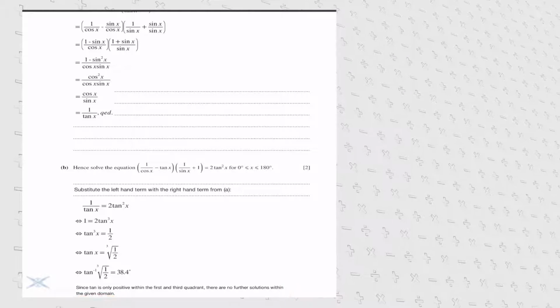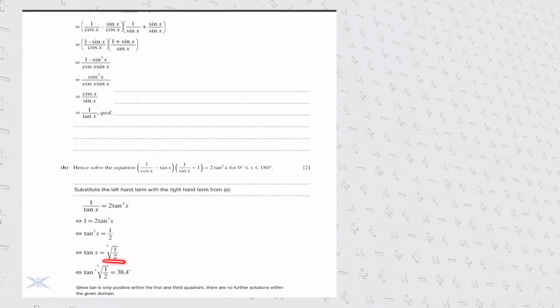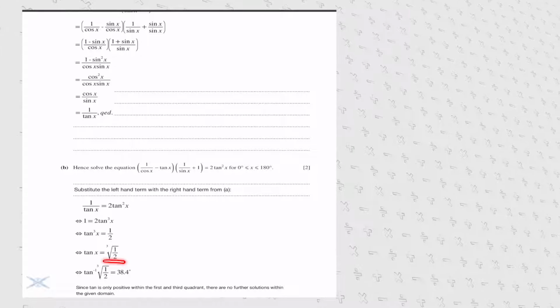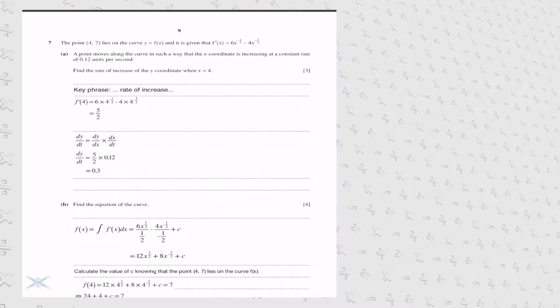The reason being that the expression of the cubed root of 1 over 2 is a positive number, and for angles between 90 and 180 degrees we would receive a negative result for tangent x. Next on to exercise 7.